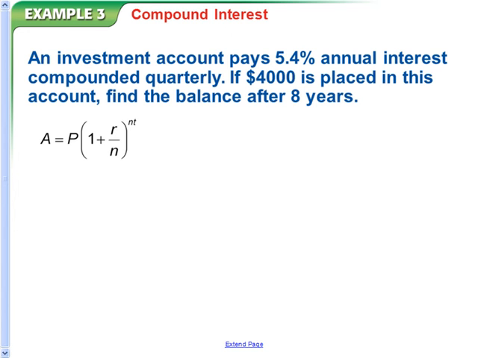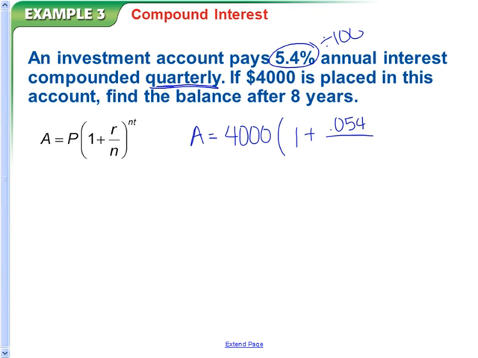They're compounding quarterly, and we've got $4,000, 5.4% for 8 years. So here's our formula to use. Let's plug it in. Our principal amount was how much we put in there, $4,000. 1 plus our rate. Now remember, you have to take the rate divided by 100. So we use it as 0.054 divided by n. N stands for how many times in a year you get interest. Since it's quarterly, that means it's 4 times a year. So then we put 4 times how many years?